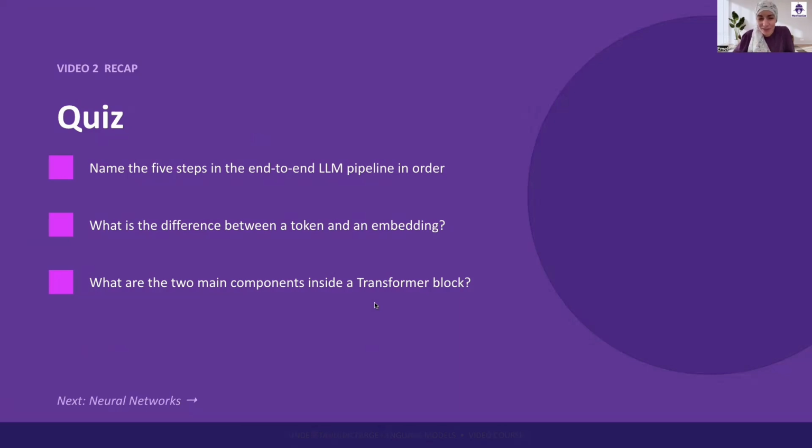Okay, it's time for a quiz. The questions that I have for you: name the 5 steps in the end-to-end LLM pipeline, in order, of course. Then tell me what is the difference between a token and an embedding. And the last question is, what are the 2 main components inside the transformer block? That's it.